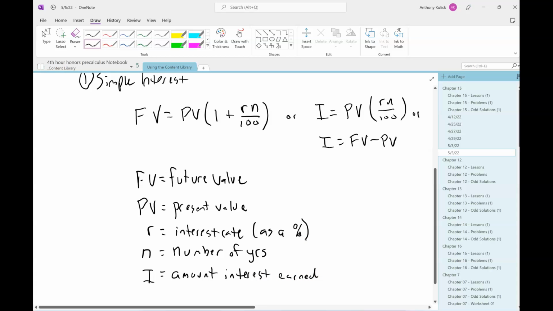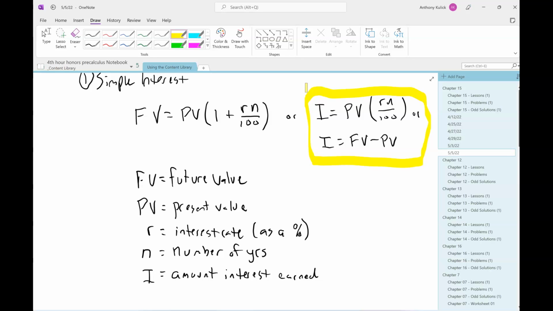And notice that I give you two ways to calculate cap I, the amount of interest earned. You can calculate it directly, or if you've done the first part, obviously the difference between the future value and the present value is going to be the interest that's been earned, right? So depending on how the questions have been phrased and what you've already done, one or the other might be more convenient for you to do. You know what I mean?